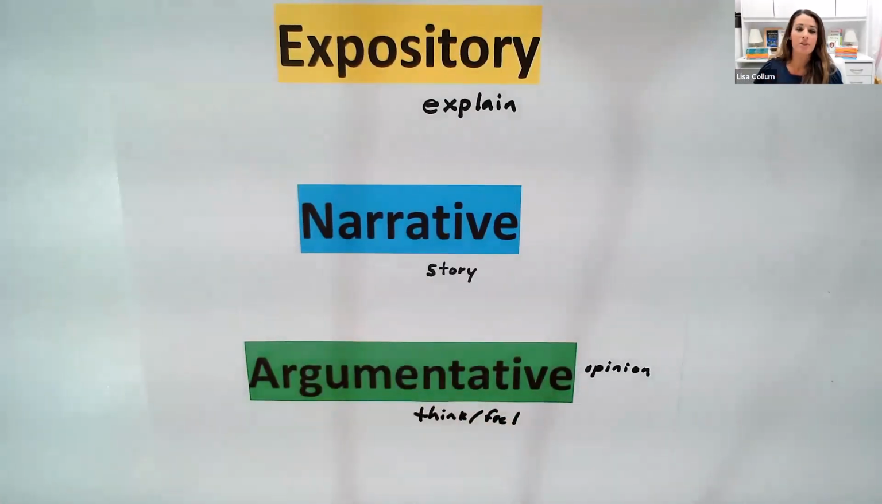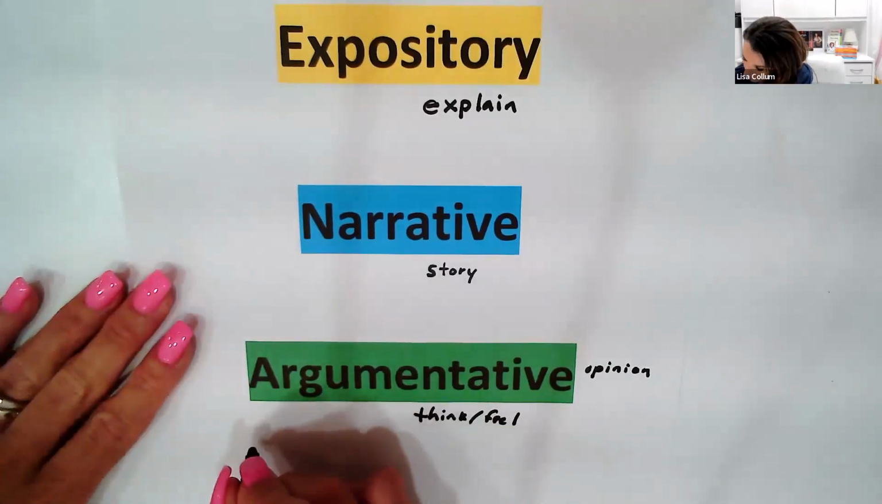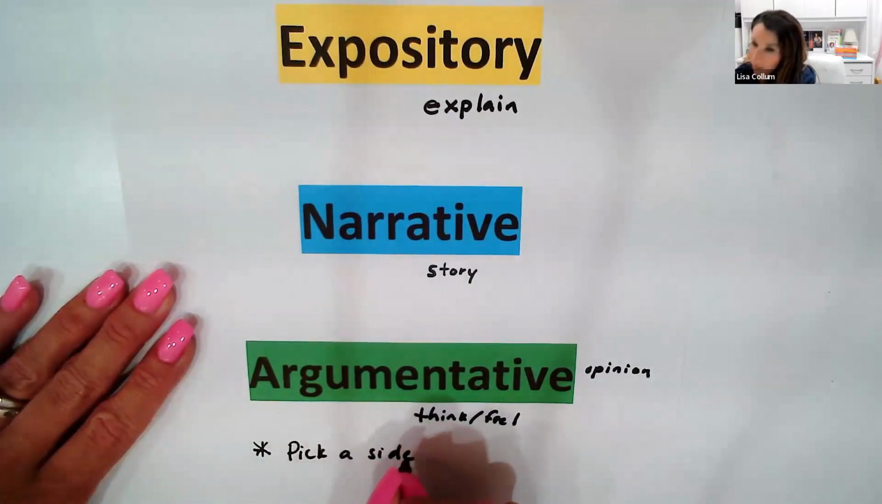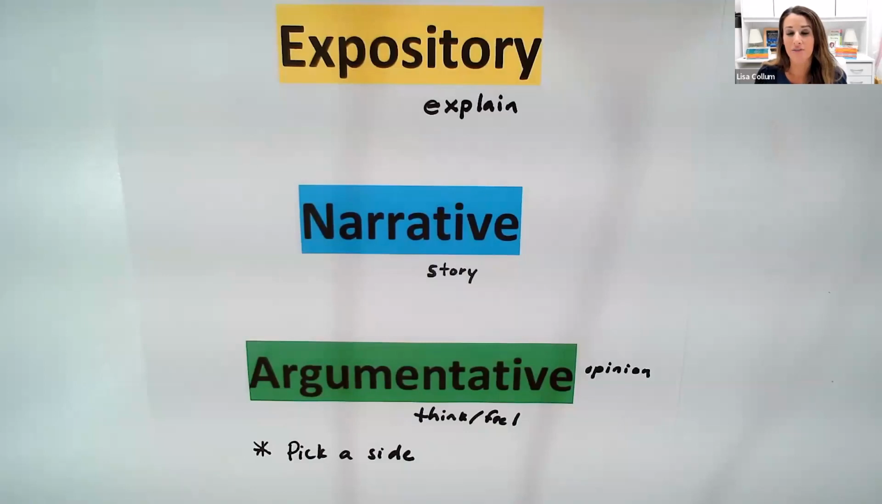And my favorite way to describe argumentative is that you have to pick a side, okay? So I'll write a little note here, pick a side. And what I mean by that is, with argumentative writing, a lot of times it's going to say things to you like, write an argumentative essay about whether or not schools should have vending machines. Okay, so you're going to have to either choose the side of, yes, I think schools should have vending machines, and write your essay about that. Or you're going to choose the other side of, no, I don't think schools should have vending machines, and write your essay about that. So you've got to pick a side.